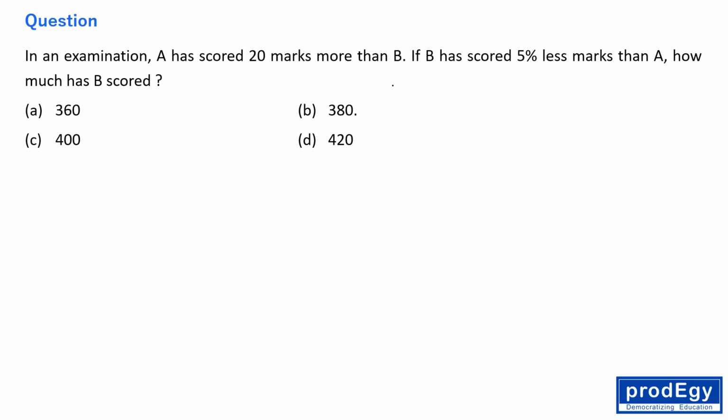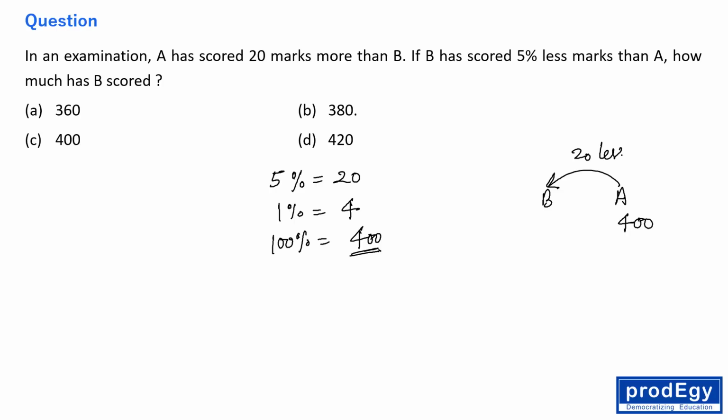Okay. In an examination, A has scored 20 more marks than B. If B has scored 5% less marks than A. Okay. 5% is equal to 20, then 1% is equal to 4, then 100% is equal to what? 400. Right. So A has scored 400 and B has scored 5% less. It means 20 less. Right. So this is 380. The answer is 380.